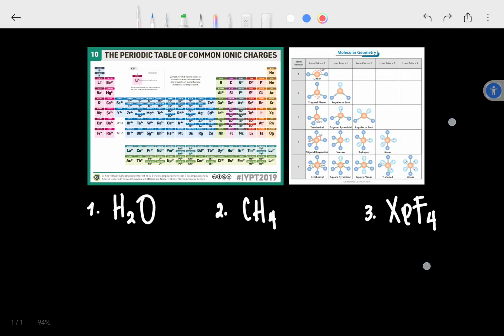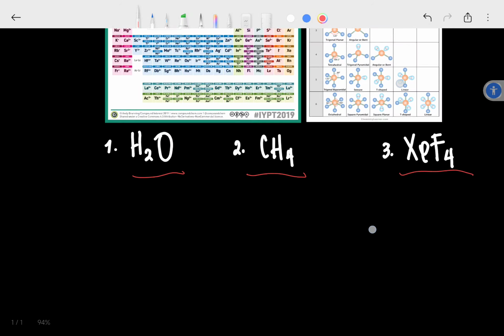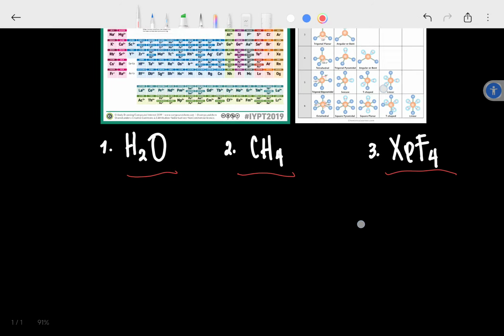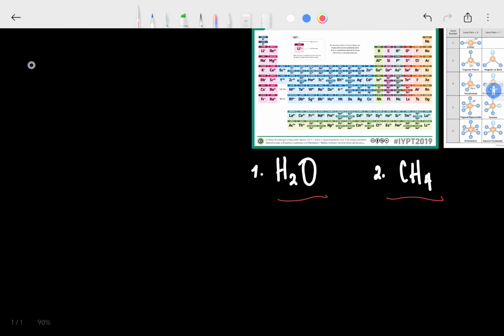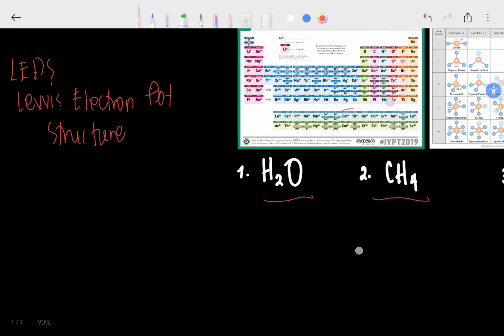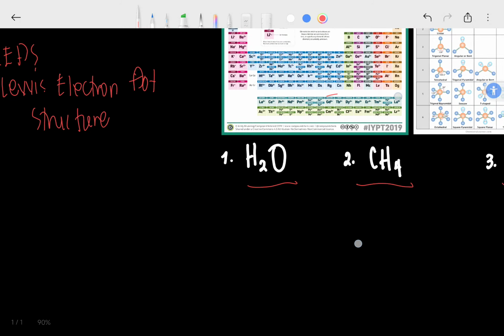This time I'll teach you how to write the molecular geometry of dihydrogen monoxide, methane, xenon, sulfur. One way to determine the molecular structure or the molecular geometry of a compound is to first know what we call the Lewis electron dot structure. So this time you have to draw the Lewis structure of the water.